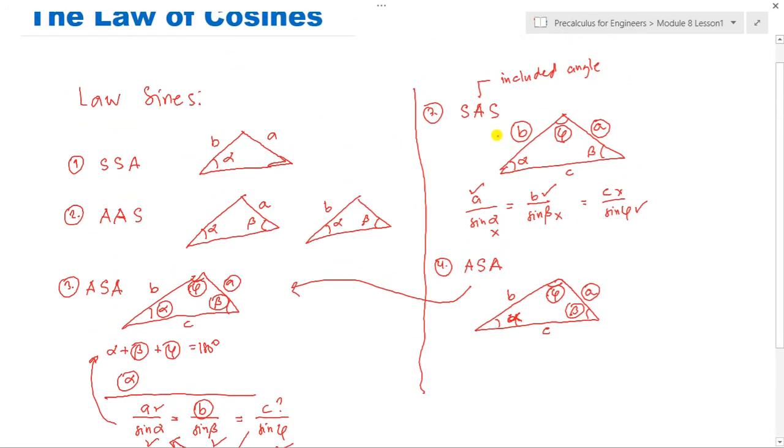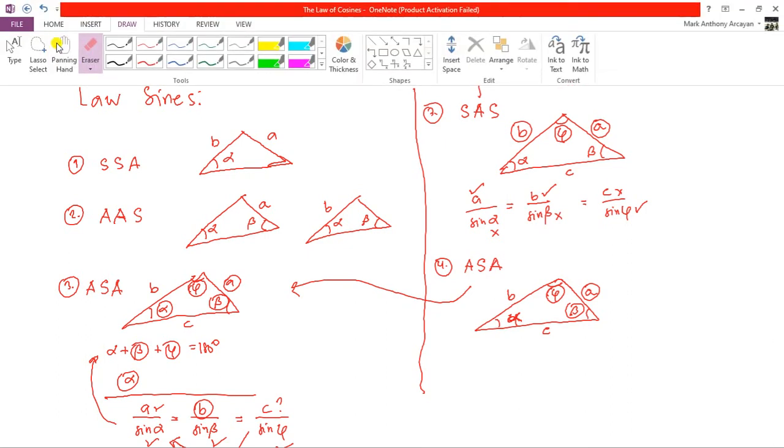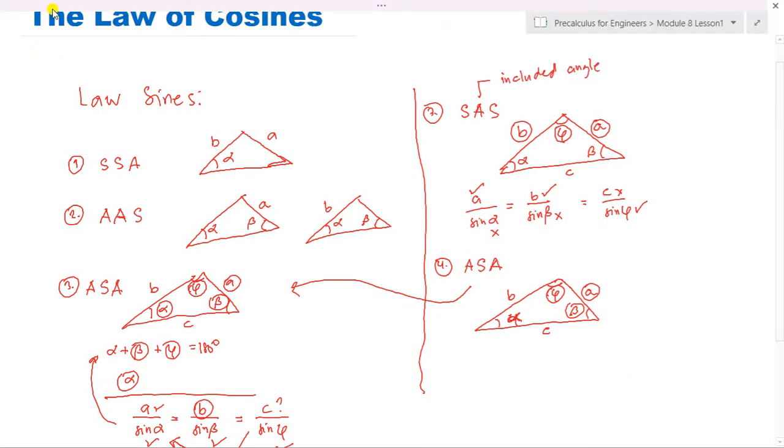However, for side-angle-side, the law of sines cannot be used. That is why we have the law of cosines. And what else? What other type of oblique triangles will we encounter? How about the fifth one? Okay, so let's go back. Let me erase.